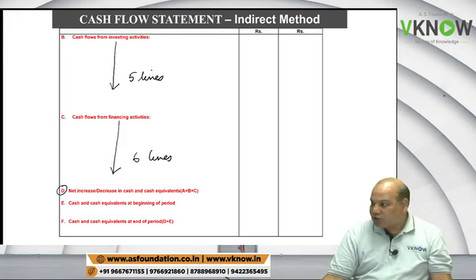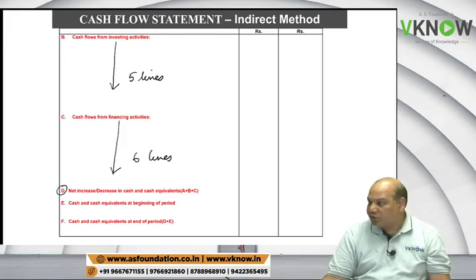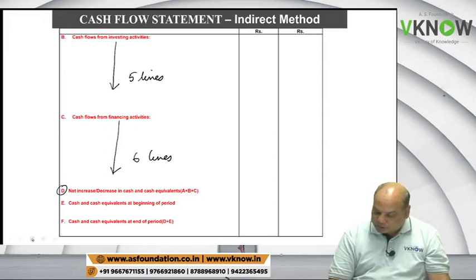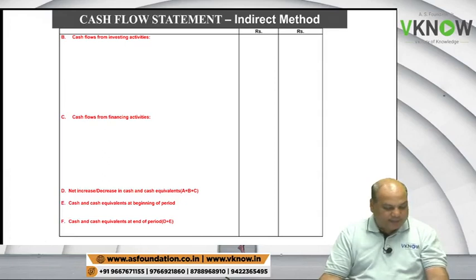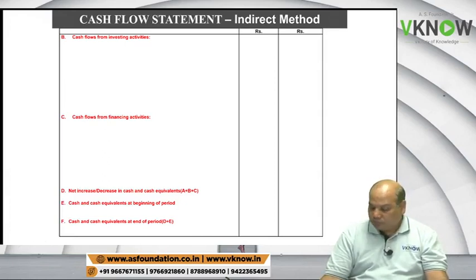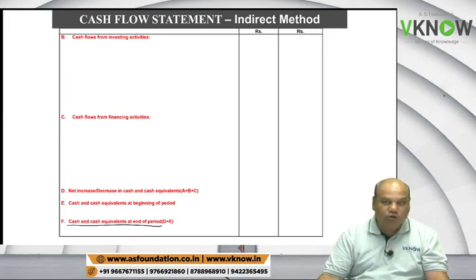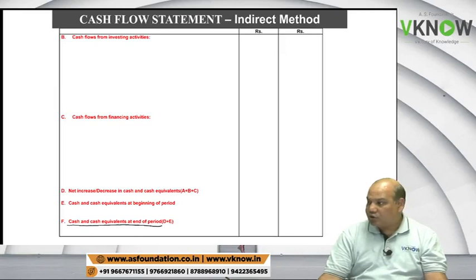Point number E, cash and cash equivalent at the beginning of the year. Then write down the last line, cash and cash equivalent at the end of the period.